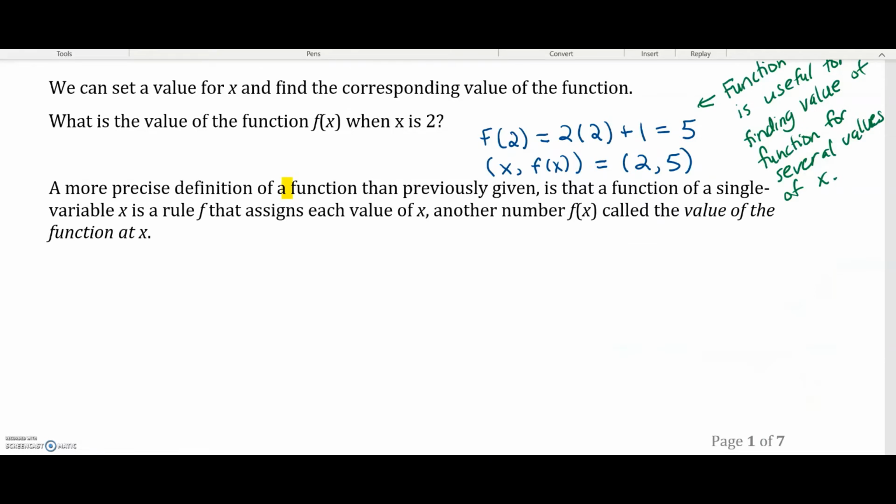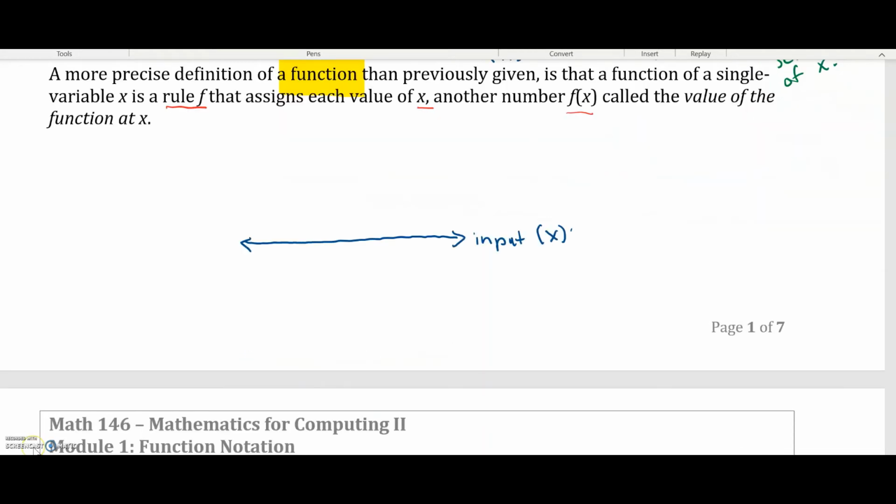A more precise definition of a function than was previously given is that a function of a single variable x is a rule f that assigns each value of x to another number f of x. That's called the value of the function at x. We can examine this visually or graphically by considering your input variables along a horizontal axis and your output values along a vertical axis.